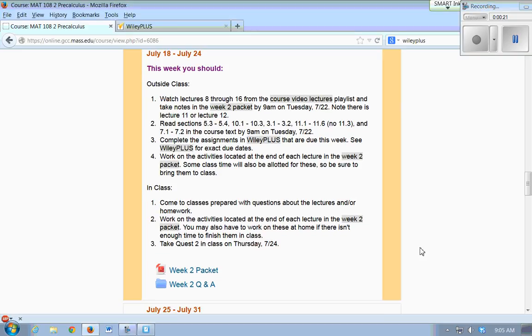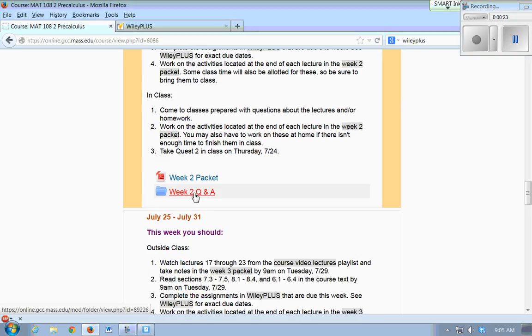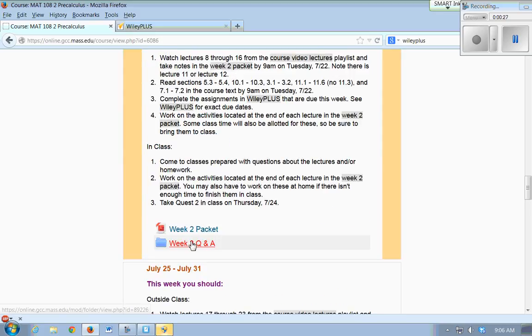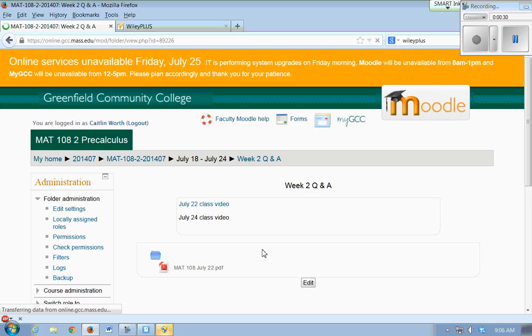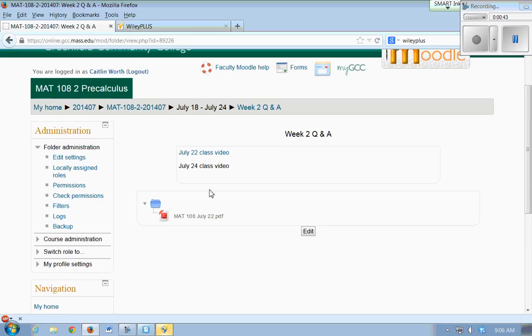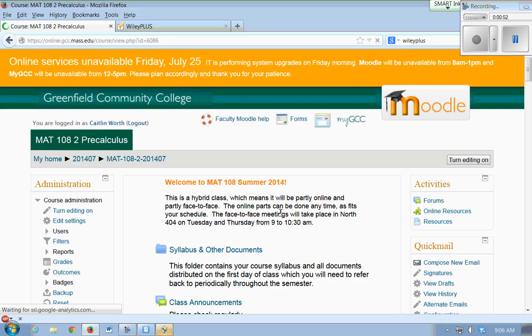You'll notice that I added a folder here that wasn't there before Tuesday, and I did the same thing in week 1. In this folder are the notes I wrote on the board on Tuesday. Everything that I wrote there is in this PDF, and then there's a link to the video from class on Tuesday. So if you didn't quite catch something that I was doing in class, you can always go back and watch the video or look at the notes.